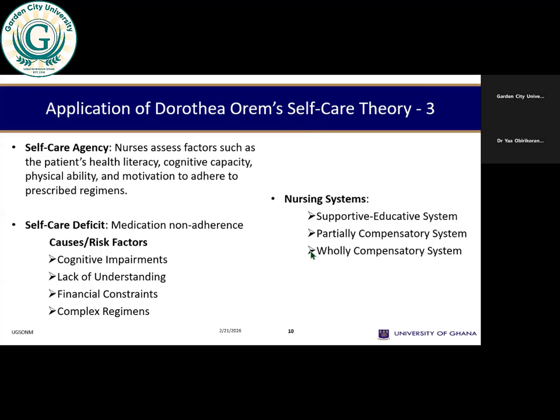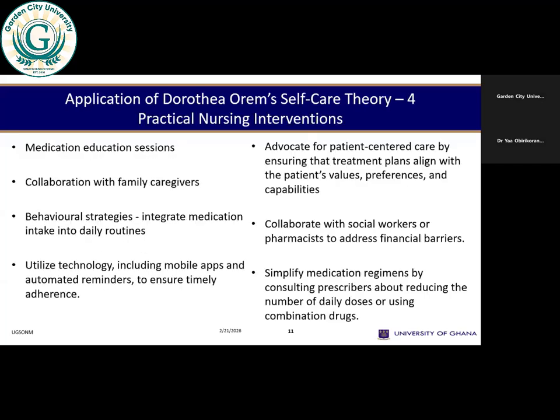The nursing support system that I was going to use was mainly the supportive-educative system. In Orem's theory, there are three roles that nurses can play: wholly compensatory, where you do everything for the patient; partial compensatory, where you do certain things for your patient; and the supportive-educative system, where you provide education and support so that the patient can do it.